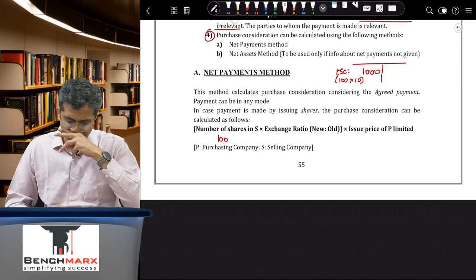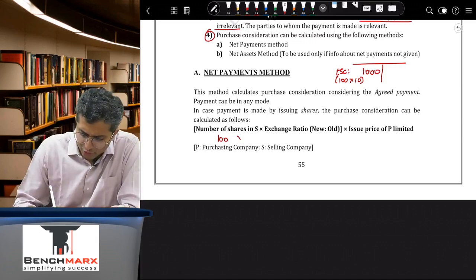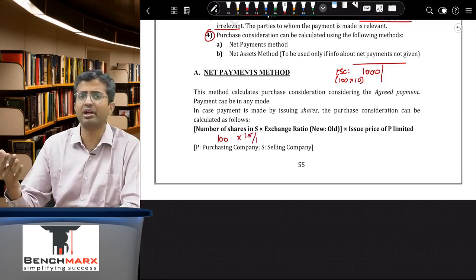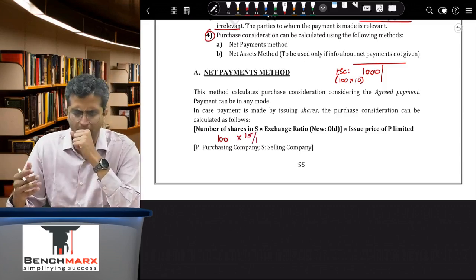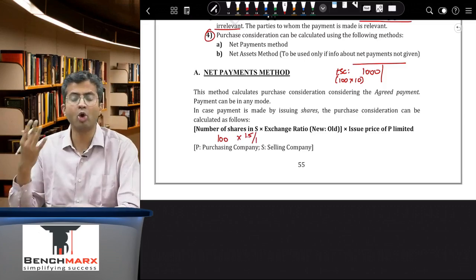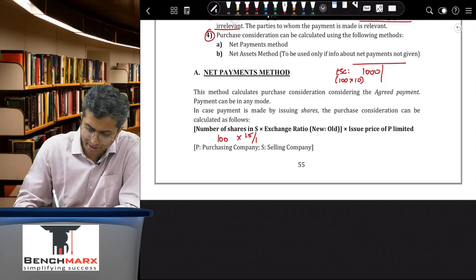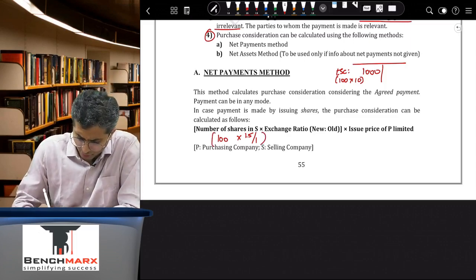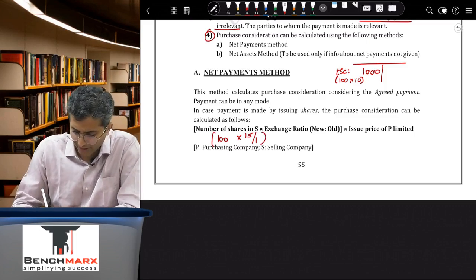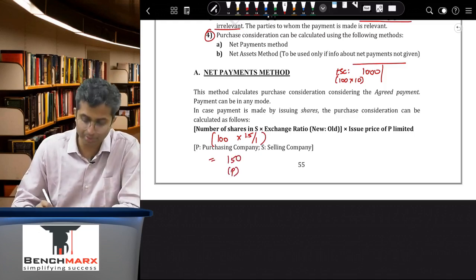Or we might have agreed to issue shares of the purchasing company, where you might be told that for one share of the selling company, 1.5 shares of the purchasing company will be issued. Or against 2 shares of the selling company, 3 shares of the purchasing company will be issued, which means we would say that 100 into 1.5 upon 1, so that is basically 150 shares of the purchasing company P that will be issued.